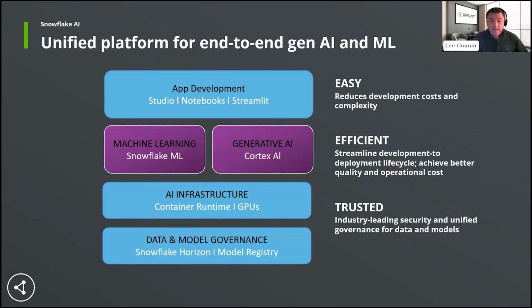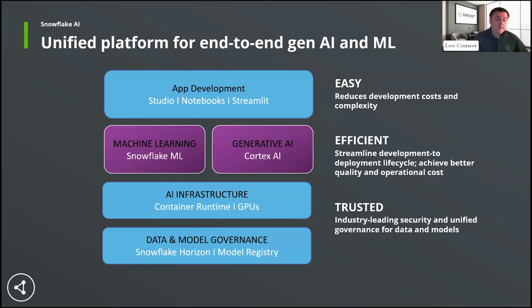And then they're all contained within an AI infrastructure. The infrastructure itself, so the compute power, the GPUs as they're called, or even the governance and the security alongside that, is all taken care of for you in the platform. So you don't have to worry about any of that. Ultimately, what that means is it's easy to develop, efficient to develop and deploy, and lowers your operational cost, and it's trusted as well. So you've got the security governance for that.